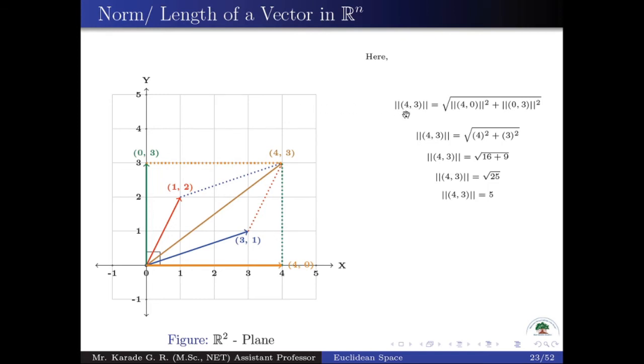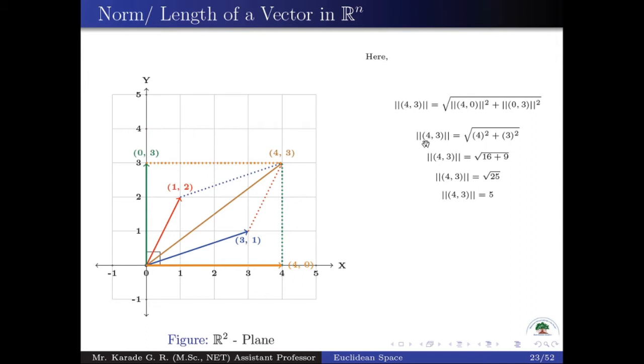Come here and see, norm means length of. This is the notation for the length of a vector, or we can say the norm of a vector. The length of vector (4, 3) is equal to, by the Pythagoras theorem, the square root of the length of vector (4, 0) squared plus the length of this line segment squared, but the length of this line segment is the same as the length of vector (0, 3) because they are opposite sides of a rectangle. So the length of this green line segment is nothing but the length of vector (0, 3), and its square. So this is the Pythagoras theorem.